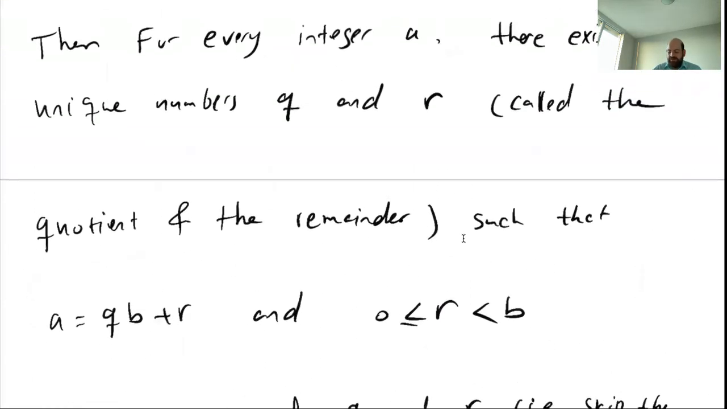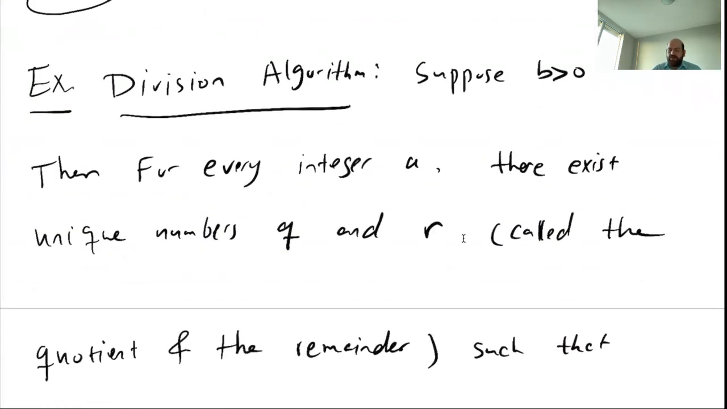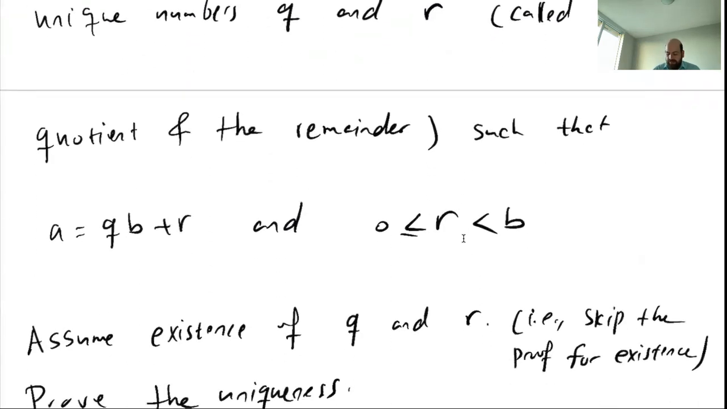So this is about the division algorithm. We can always divide A by a positive number B, called the divisor, and then there's always a quotient and a remainder. The remainder is always bigger than or equal to 0, less than B. And the quotient Q has the feature that A is equal to QB plus R.